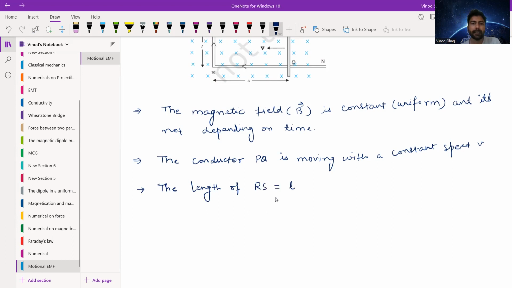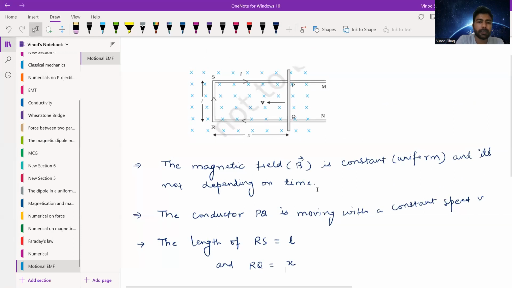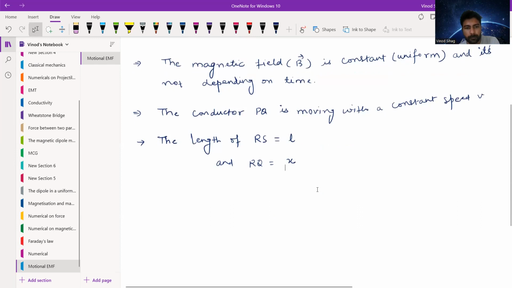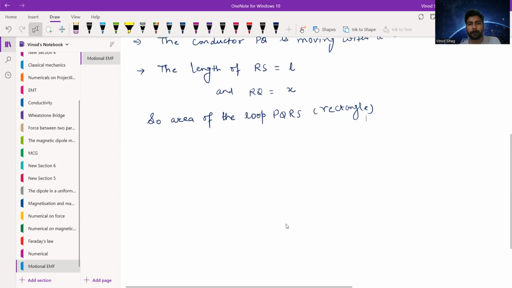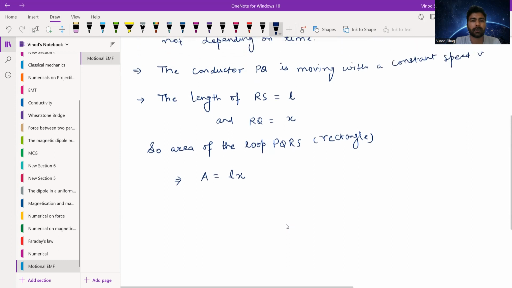Okay, it is moving with constant speed v, and here the length RS is l, and at a time t, the length RQ is x. So as we can see, it is a rectangular loop, so its area will be, area of the loop PQRS, let me write here, it is a rectangle. So its area will be A equals L into X. So this will be the area of the rectangular loop.